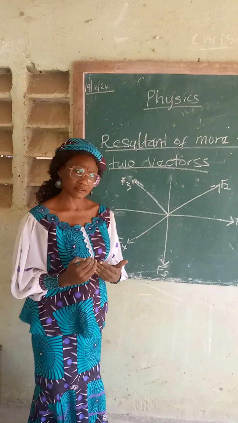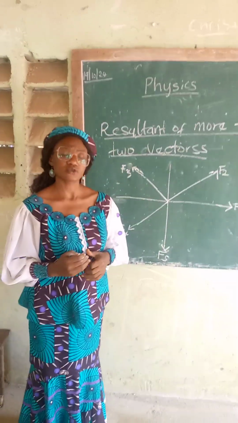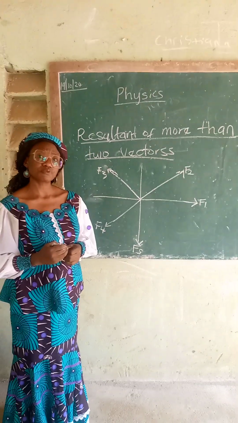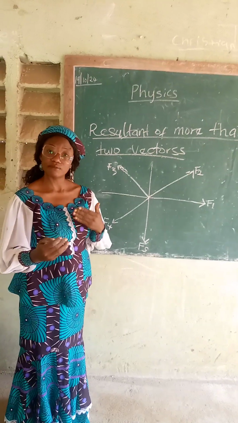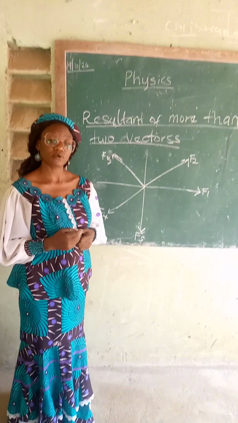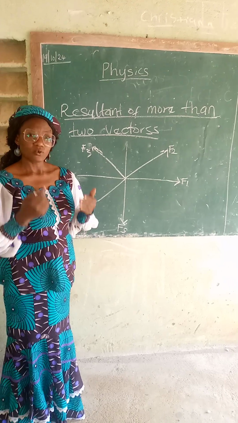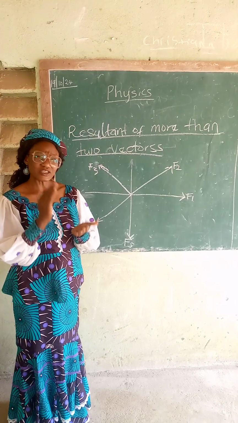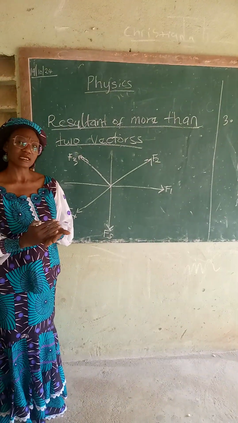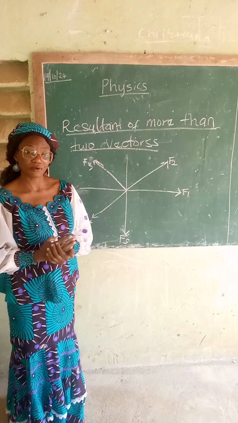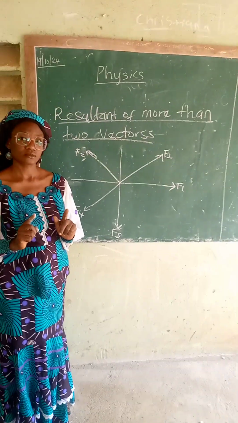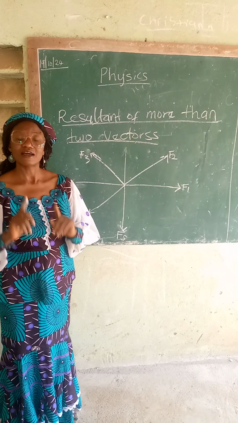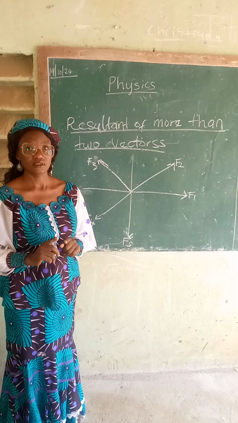Now, the rules guiding resultant of more than 2 vectors. When you are faced with this situation, use the principle of graphing. If you still remember how graphing is being plotted, okay? We will resolve all these vectors into the vertical component and its horizontal component. That's the first thing we will do. Okay, we'll resolve it into what? Horizontal component and vertical component.